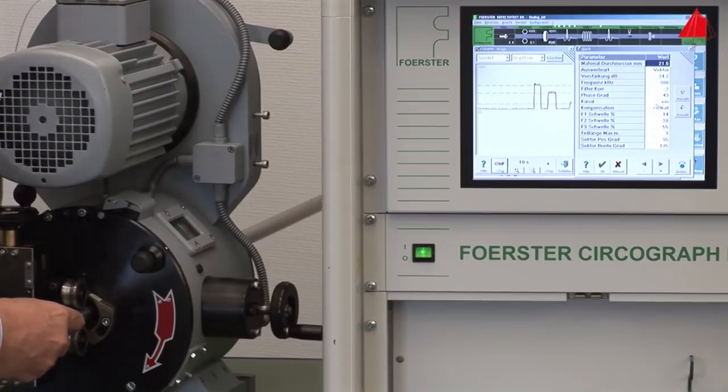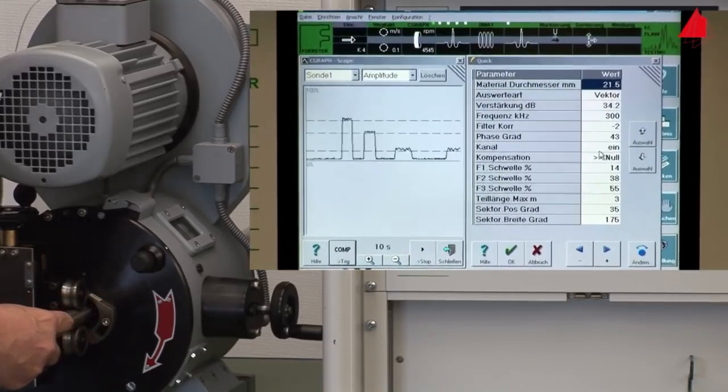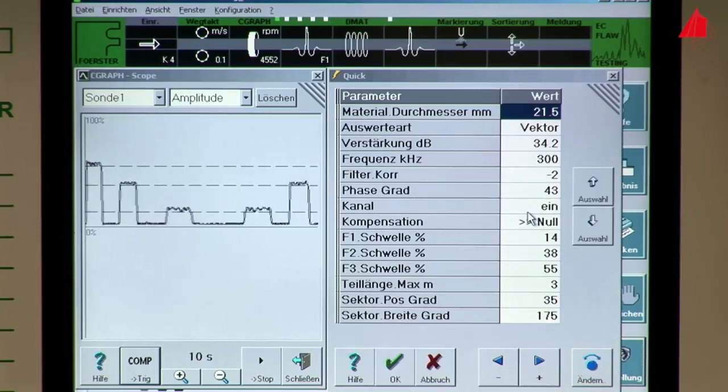Here, several frequencies are used for testing. Thereby, the penetration depth of the eddy currents can be varied. This helps to determine not only the location of the defects, but also their approximate depth. And this is where eddy current testing really starts.